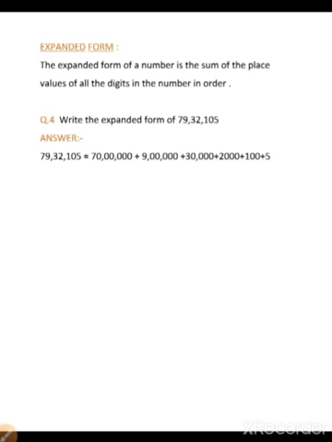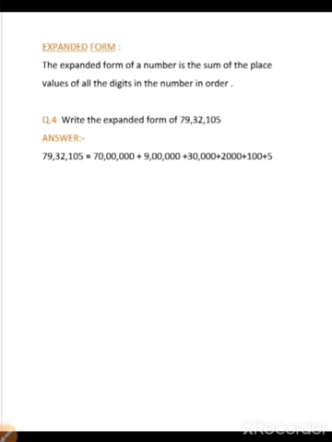plus next digit is 3. It is in 10,000's place. So we have written 3 ten thousands, means 30,000, plus next digit is 2. 2 is in the thousands place. So we have written 2000. Next digit is 1 in hundreds place. So we have written 100.